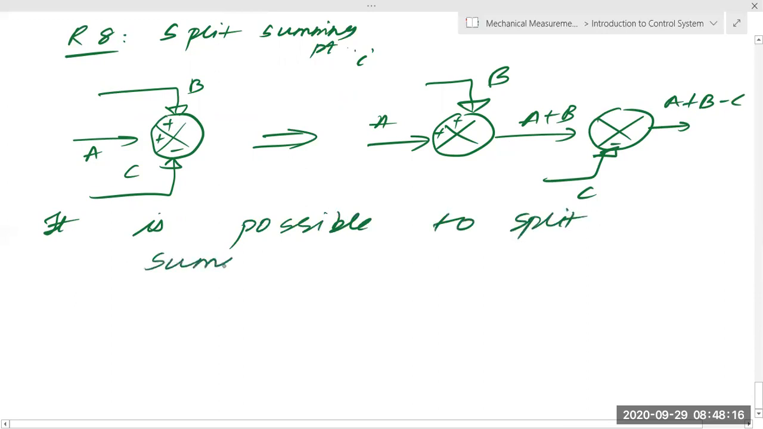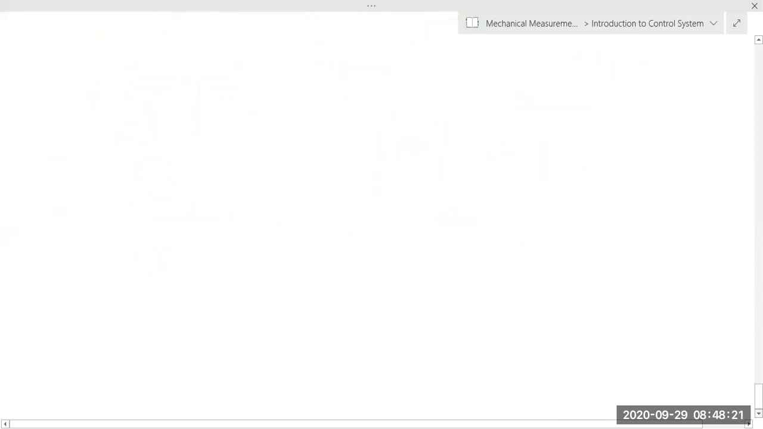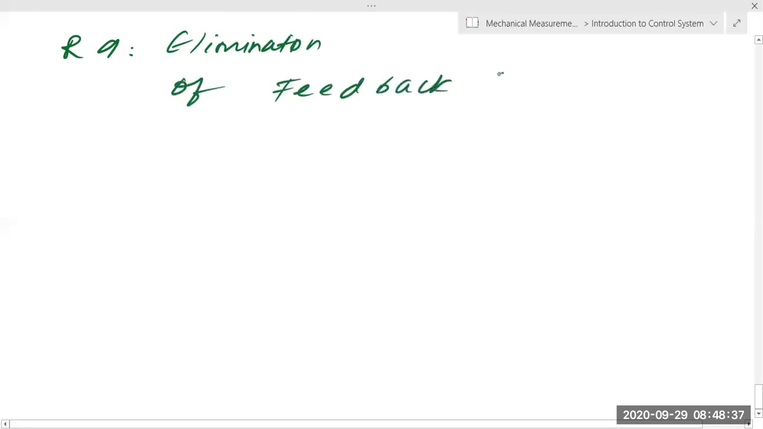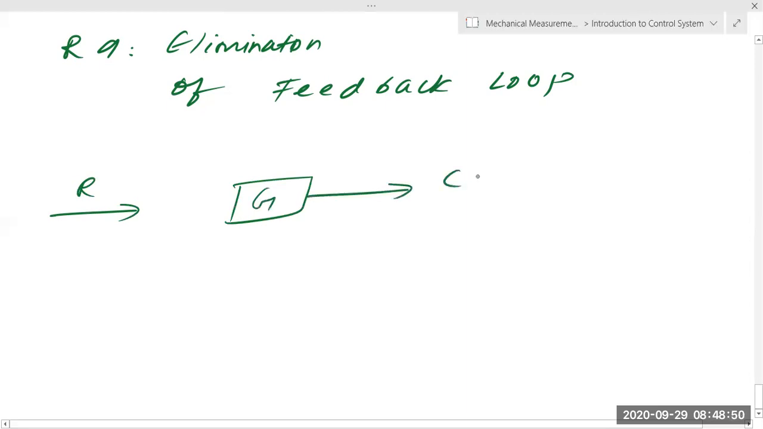Okay, last rule, very simple rule. I'll just write it for you. Rule number 9, elimination of feedback loop. We have done it in the previous lecture also. If you remember, there is a signal R, and then there comes a transfer function G, and whatever is the output, we call it C of S, and the input R of S.